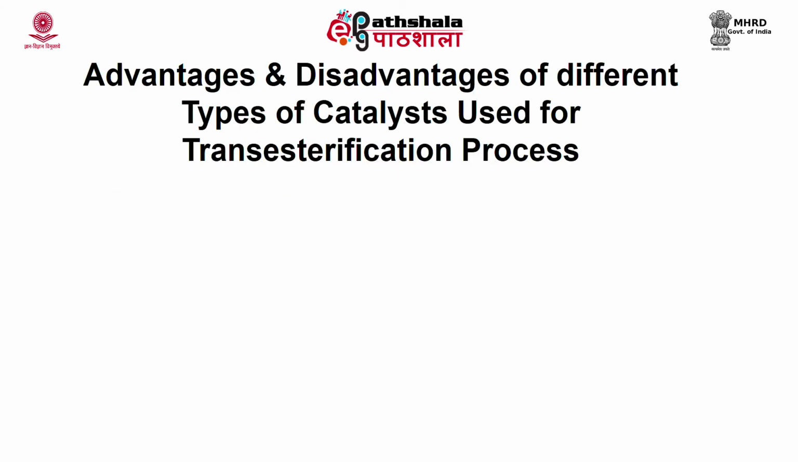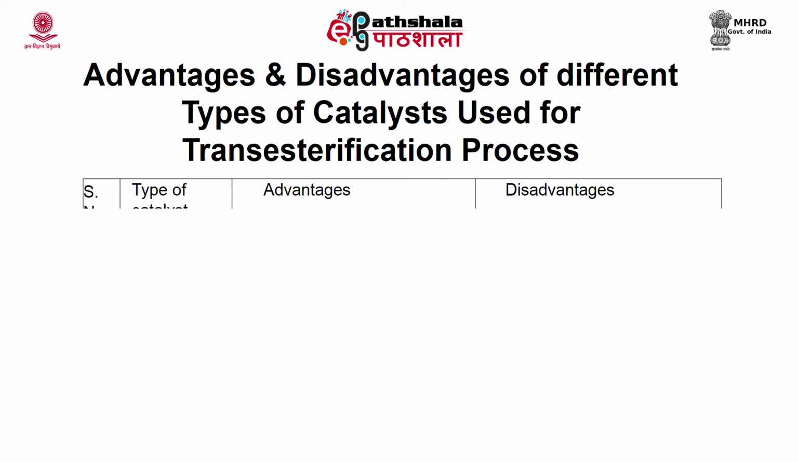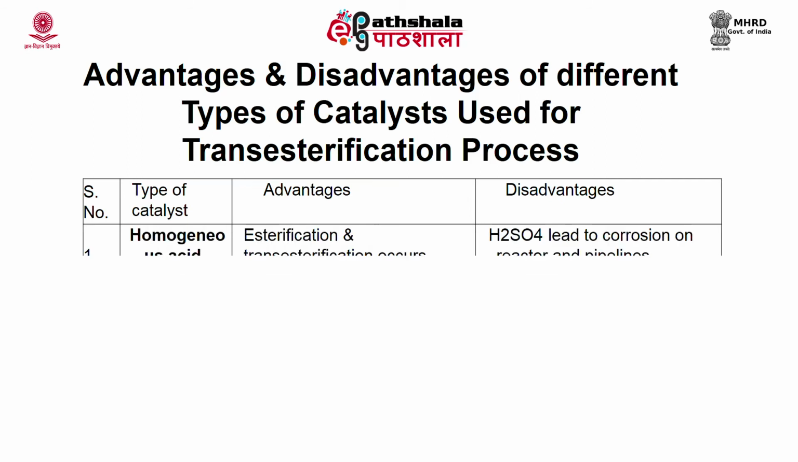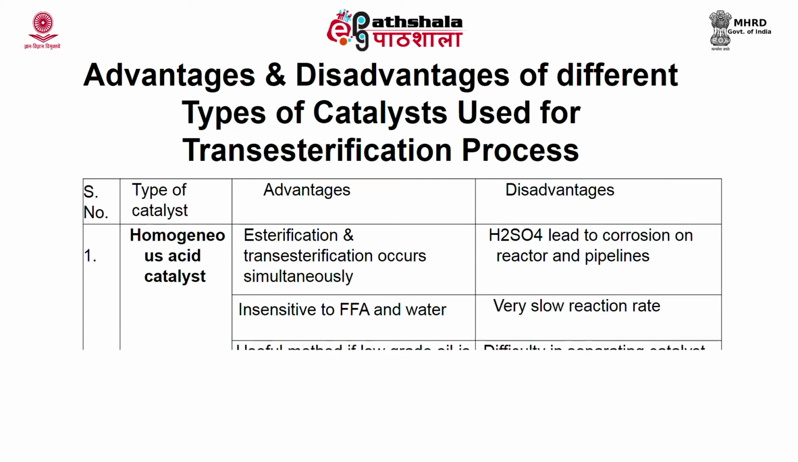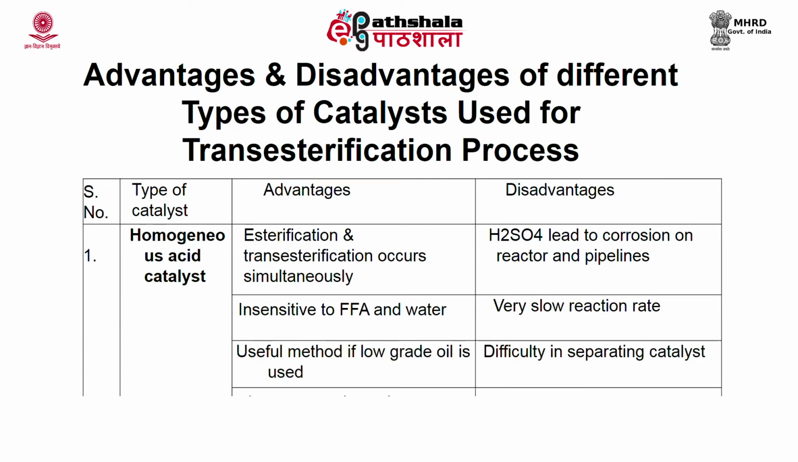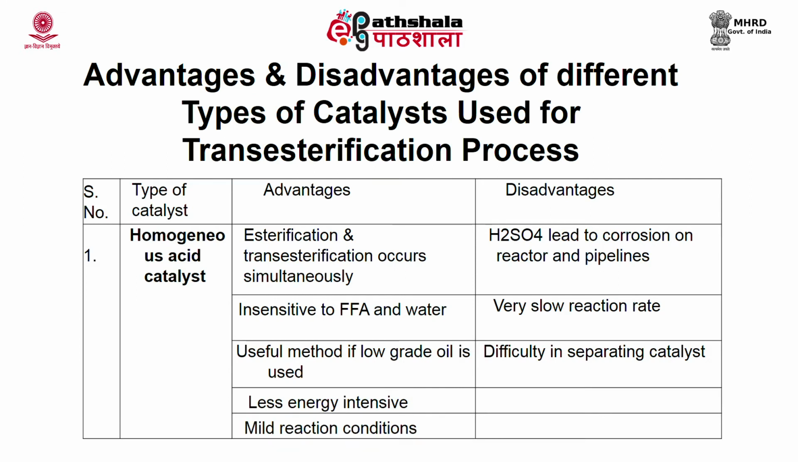This table shows the advantages and disadvantages of the different types of catalyst, which we have already discussed, which are used for transesterification. For the homogeneous acid catalyst, the advantages are that esterification and transesterification occur simultaneously, and it is insensitive to free fatty acid and water. It is a useful method if low grade oil is used, it is less energy intensive, and mild reaction conditions are required. But the disadvantages are corrosion of the reactor and pipelines, a very slow reaction rate, and difficulty in separating the catalyst.